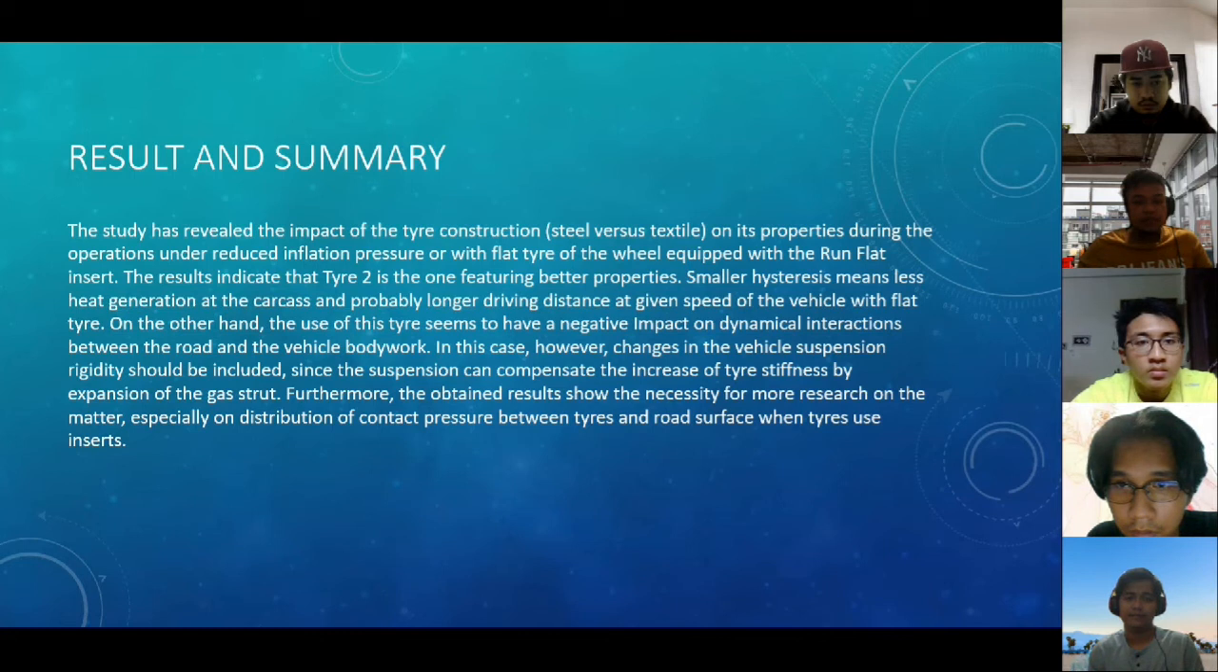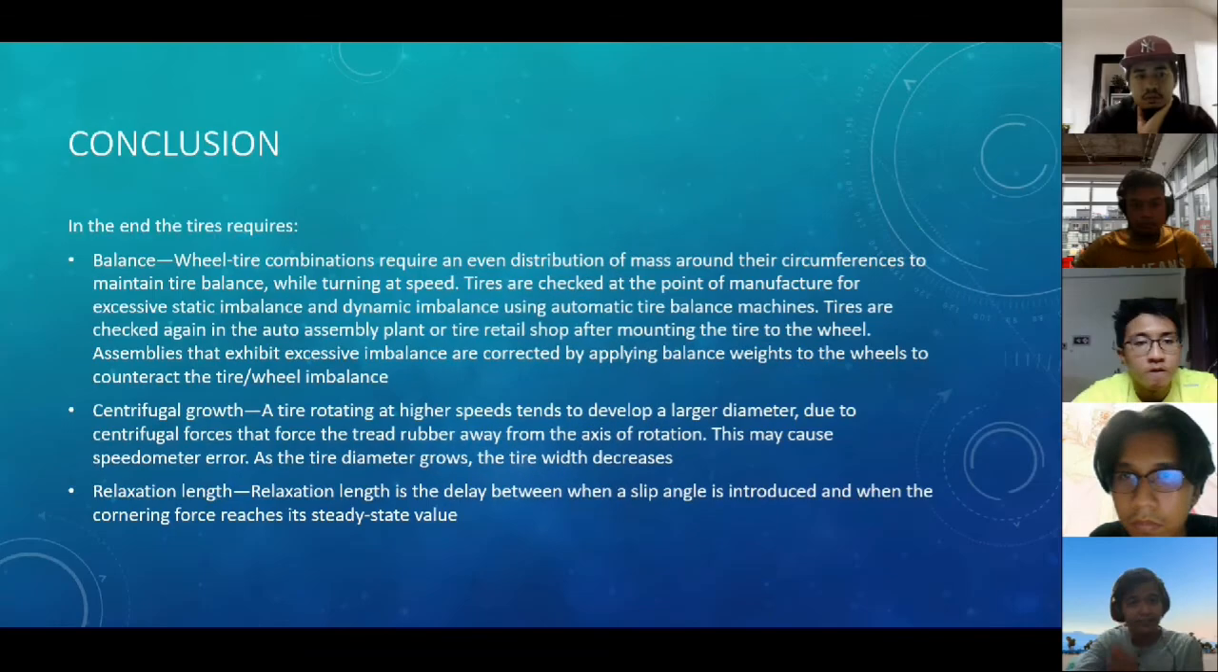In this case, however, changes in the vehicle suspension rigidity should be included, since the suspension can compensate for the increase of tyre stiffness by expansion of the gas strut. Furthermore, the obtained results show the necessity for more research on the matter, especially on the distribution of contact pressure between tyres and road surface when the tyre is flat.